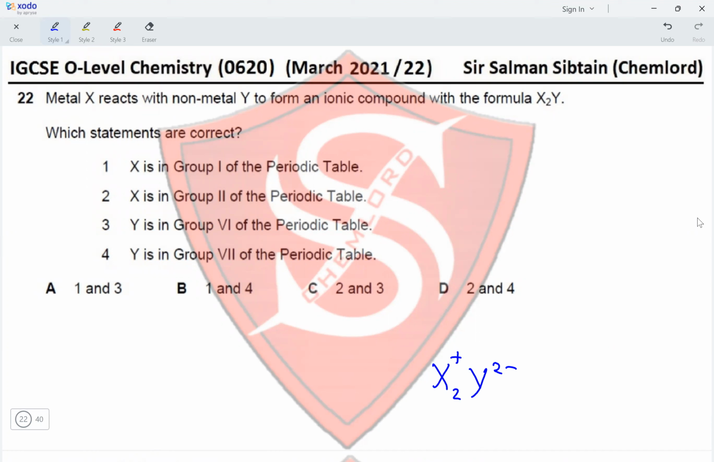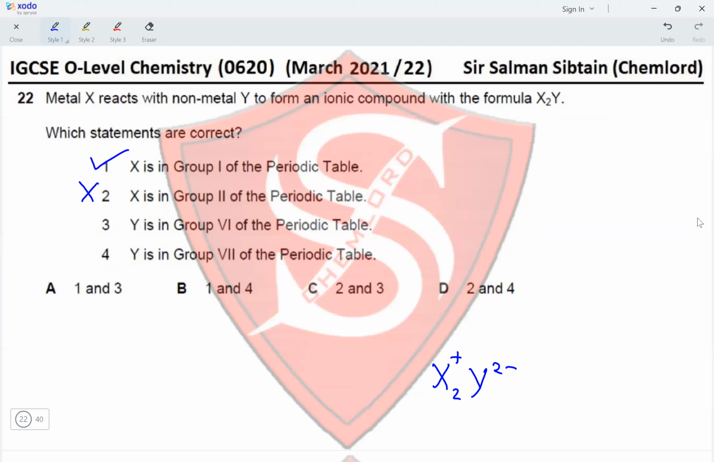So which statements are correct? X is in group 1 of the periodic table. Yes, because X has a charge of +1, it will belong to group 1 of the periodic table. Statement 2, X is in group 2 of the periodic table. No, since X is in group 1, it cannot be in group 2.